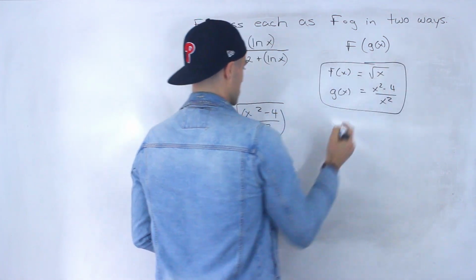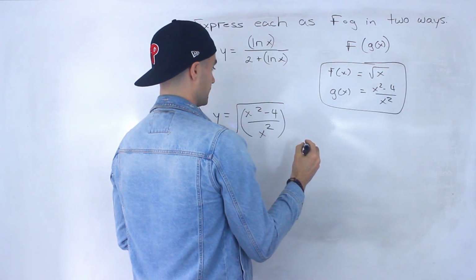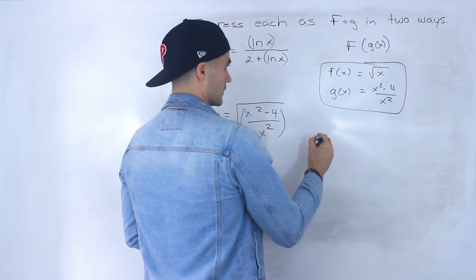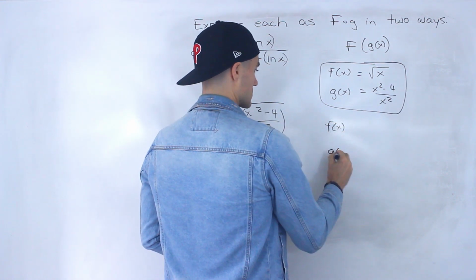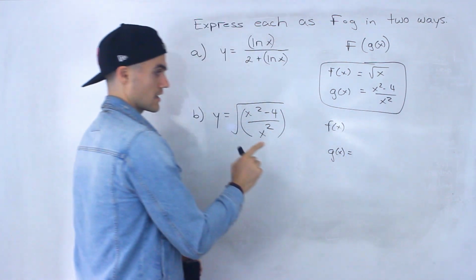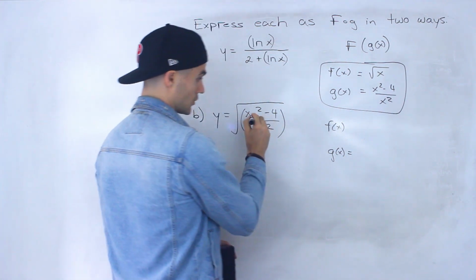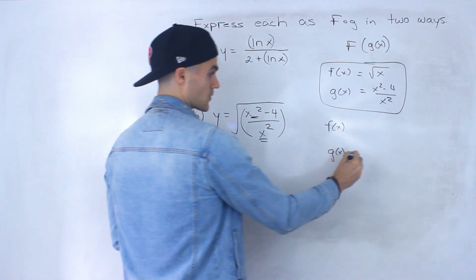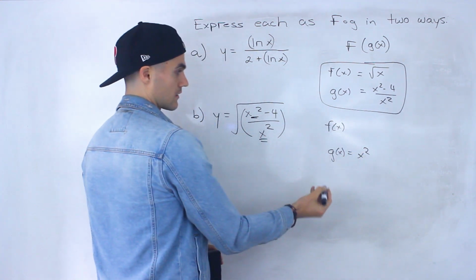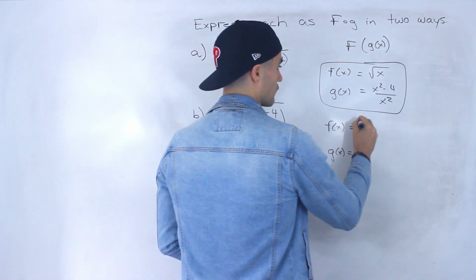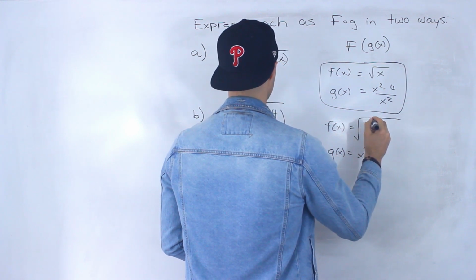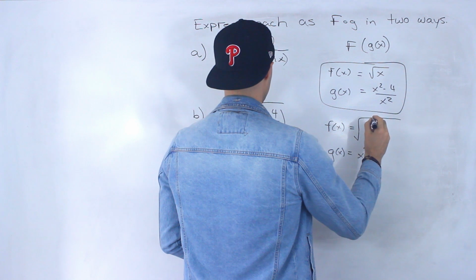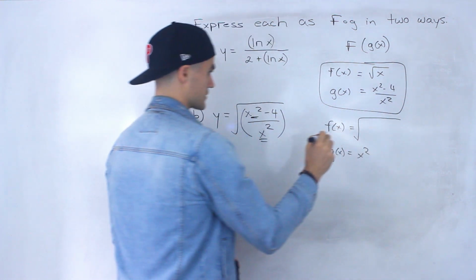How else can we do this? Well, let's say we got f of x and g of x. We can let g of x be just x squared. Notice we have an x squared here and an x squared down here. And so we can rewrite f of x as, we can rewrite f of x, let me think here, sorry.